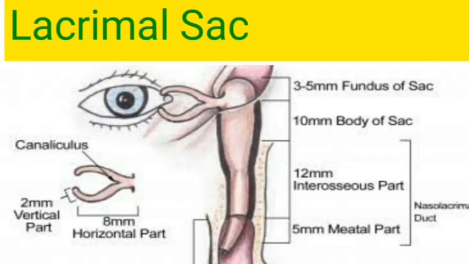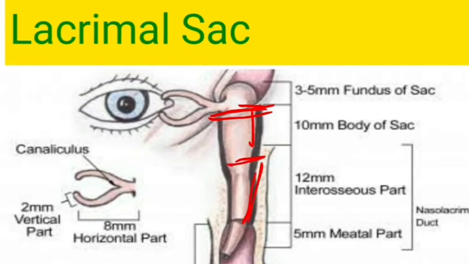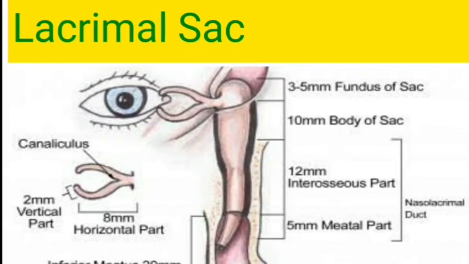Coming to the parts of the lacrimal sac, we have the fundus of the lacrimal sac, which is situated above the medial palpebral ligament. The medial palpebral ligament, or MPL, covers at this part. So the part above the MPL is called the fundus. Then comes the body, and then the neck is the junction of the lacrimal sac to the nasolacrimal duct. The fundus is 3 to 5 mm in dimension and the body is around 10 mm. Next we have the continuation, called the nasolacrimal duct.